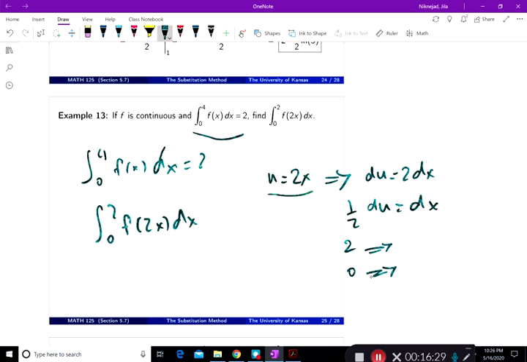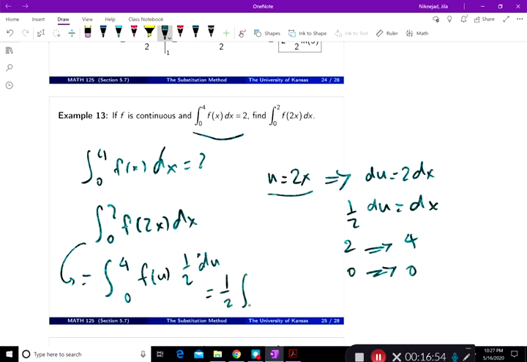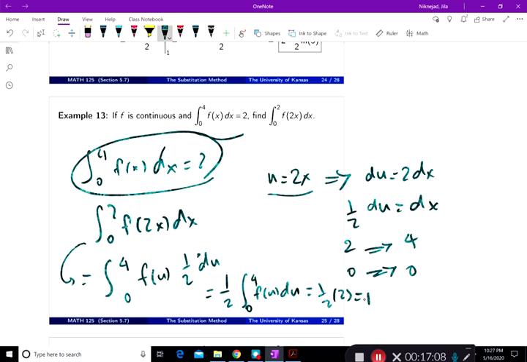Where's the u? U is right there. x equal to 2 makes u to be 4. X equal to 0 makes u to be 0. So the second integral changes to the integral from 0 to 4 of f of u times 1/2 du. Clean it up a little bit: it's 1/2 of the integral 0 to 4 f of u du. Well, that's exactly the one that we started with and wanted to compute. And so basically it's 1/2 of 2, which is 1.